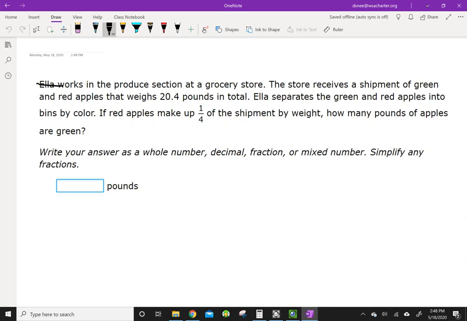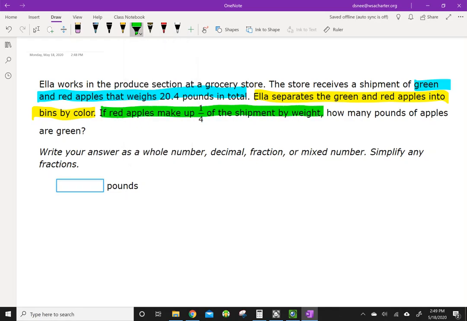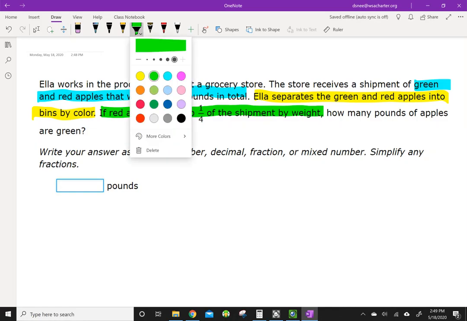Okay. Ella works in a produce section at a grocery store. The store receives a shipment of green and red apples that weighs 20.4 pounds in total. All right, they got a shipment of green and red apples that weighs 20.4. Ella separates the green and red into colors by bin. All right, so she's got a green bin and a red bin. If red apples are 1/4 of the shipment by weight, 1/4 or 0.25, how many pounds are green?